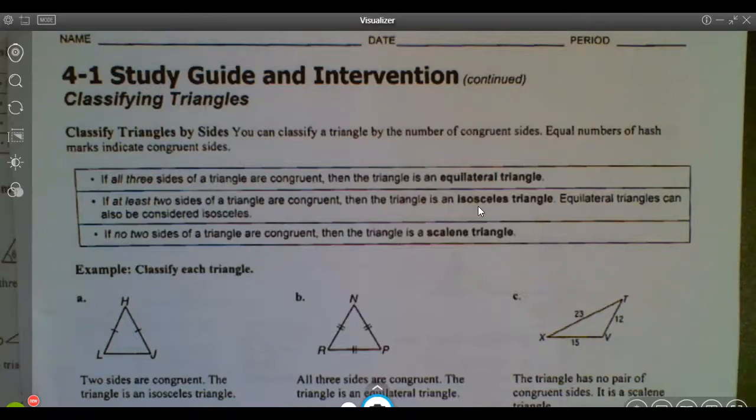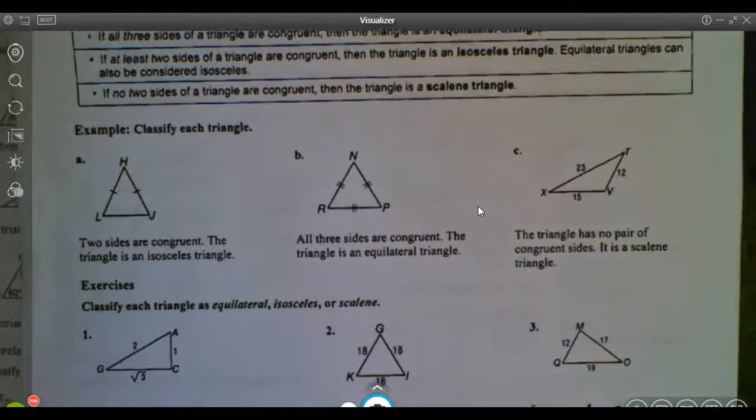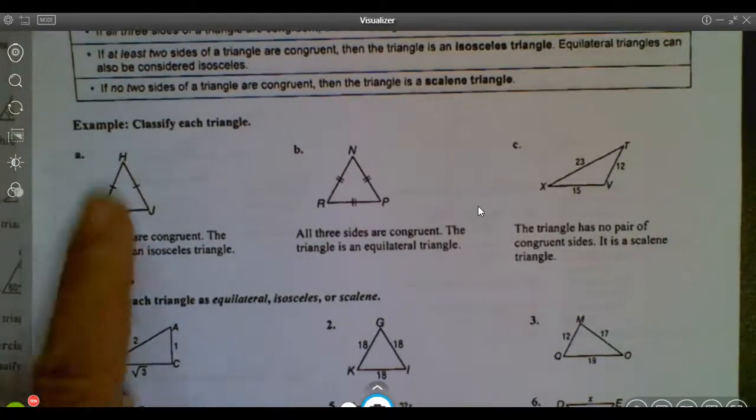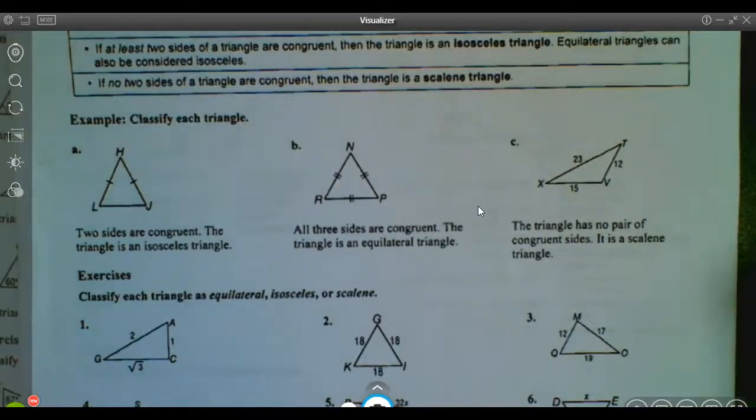So here's a few that they already have done for you. Again, if you're doing your own notes, you do need to write down these 3 examples. But let's just talk about these guys. So right here, when I see that 2 of the sides are congruent, we can call this an isosceles triangle. When I look at the drawing for this guy, we can see that all 3 are the same. So we would give this the name of equilateral triangle.